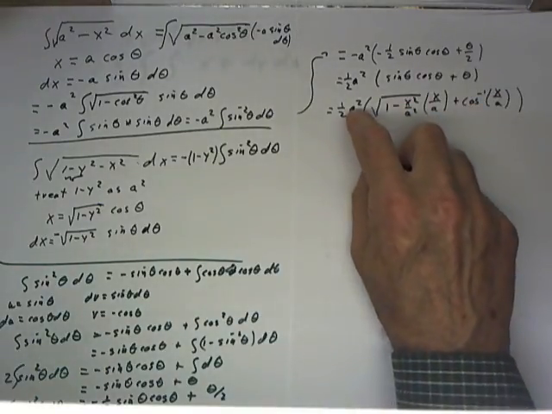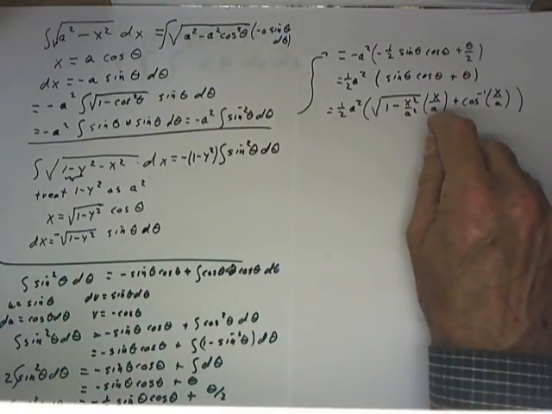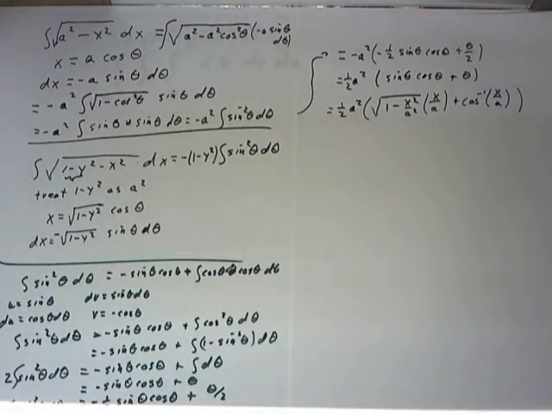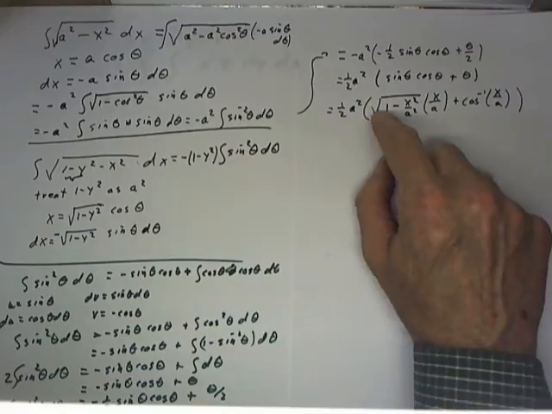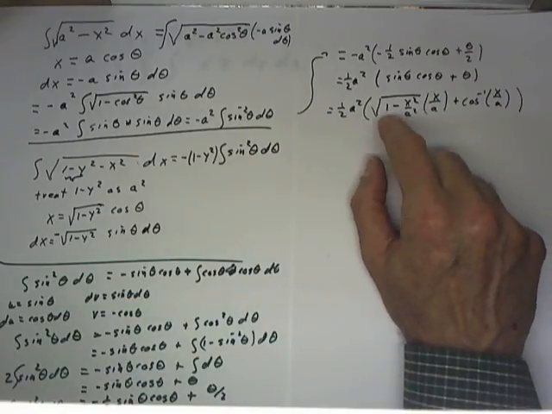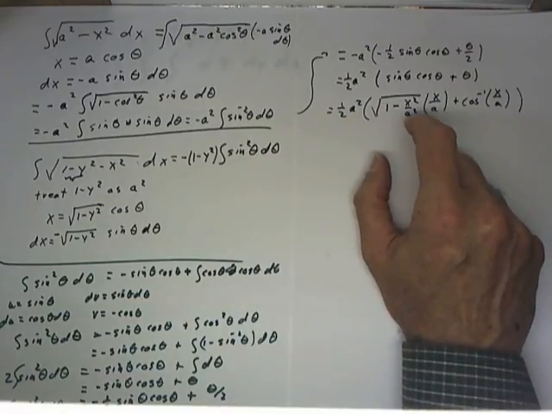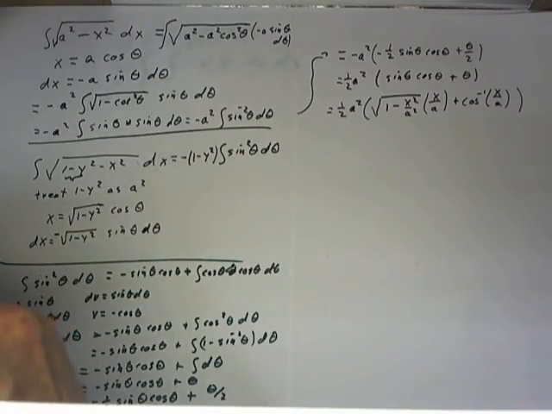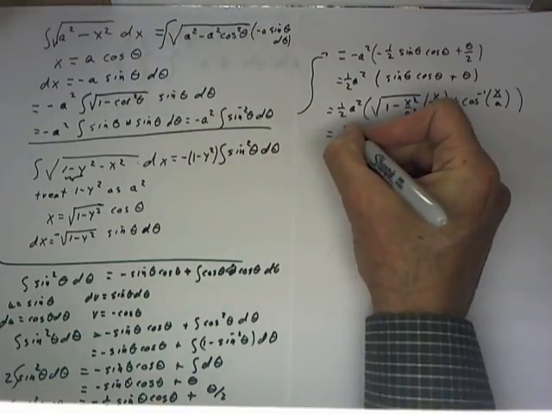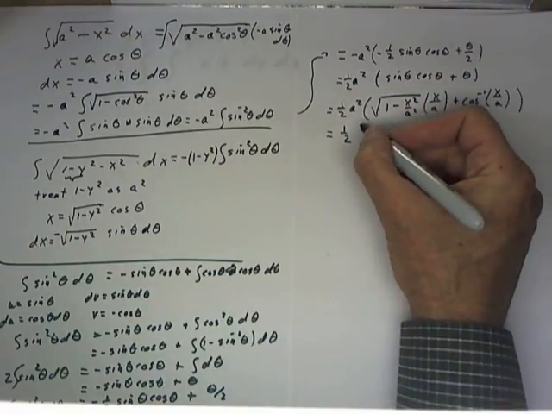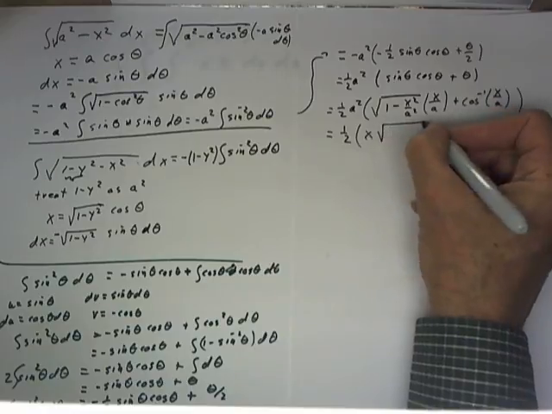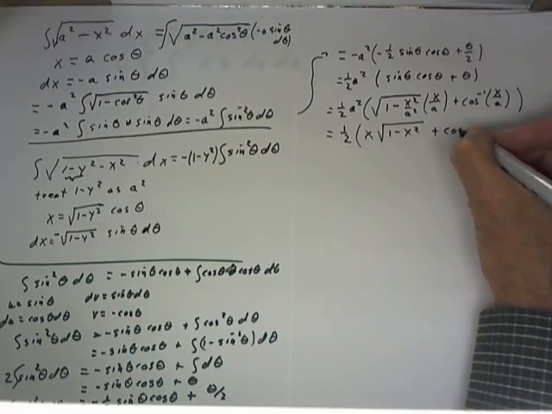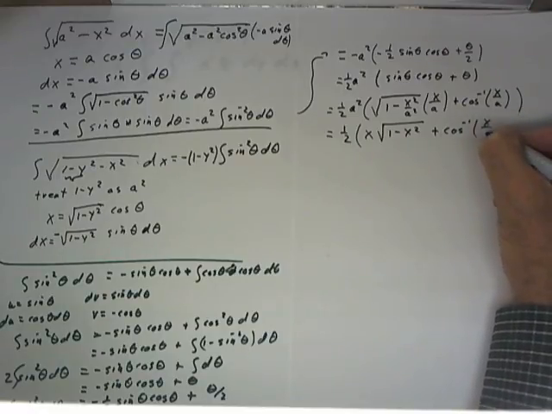Now, simple algebraic rearrangement that I'm not going to do in detail, but of course a divides the a squared, leaving us with just a. We can also put the expression here over the common denominator, a squared, under the square root, and then factor out the a squared from the denominator, getting rid of the other a. What we're left with is then 1/2 times the quantity x square root of 1 minus x squared plus the inverse cosine of x over a.